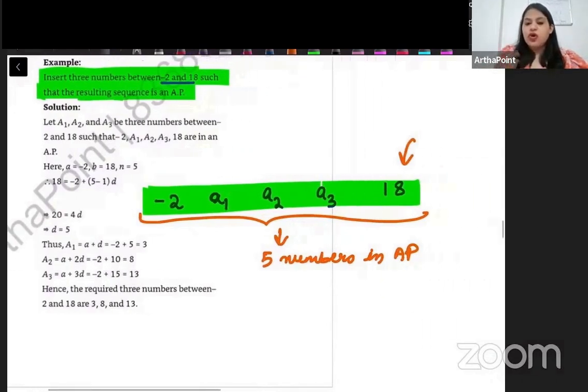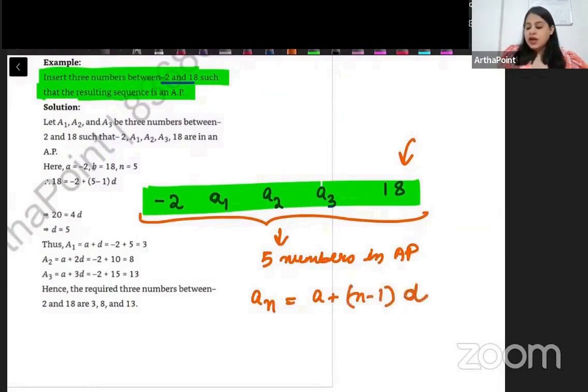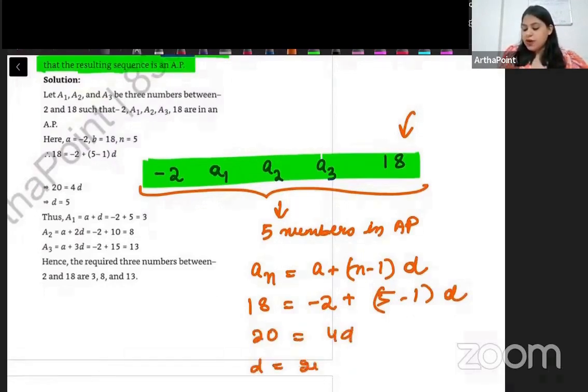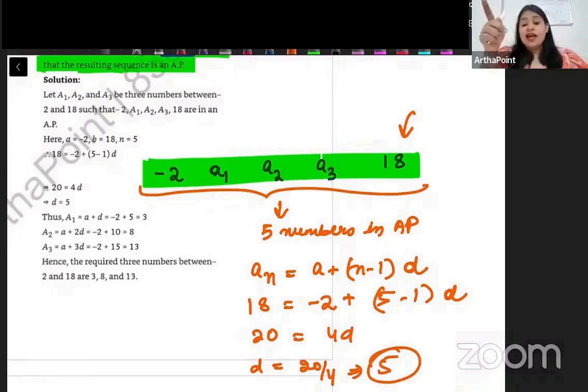So beta, how do you solve this? We know that the nth number is A plus N minus 1 into D. The last number is 18. The first number is minus 2 plus, I have 5 numbers in the series, 5 minus 1 into common difference D. So it will be 20 is equal to 4D. So D will be 20 divided by 4, which is 5. So the common difference in this case will be 5. बस, अब तो add करते जो 5, 5, 5, 5, you will get the answer.